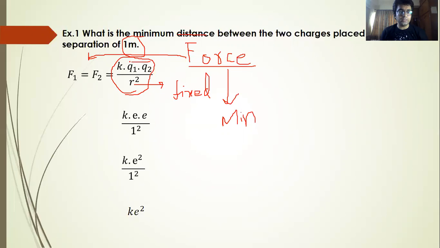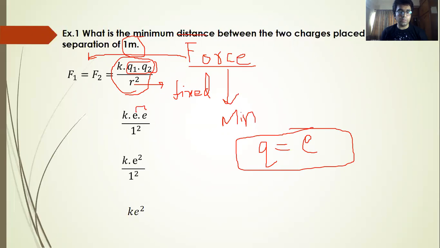So we have to take the product minimum, and the minimum product is possible if the charge is equal to the charge of electron, because the minimum possible charge, as we have learned in the properties also, is the charge of electron. So we will take Q1 and Q2 equal to e, and multiply to get K e square upon 1 square. So our answer will be K e square.